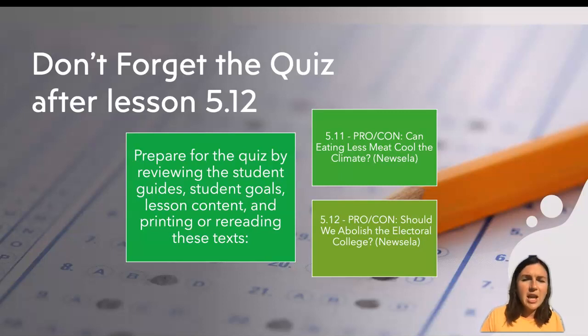All right, and in these two lessons we read, "Can Eating Less Meat Cool the Environment?" a Newsela article, and "Should We Abolish the Electoral College?" a Newsela article. If these articles interest you, at the bottom of the articles, you might find some other articles that you could read on further about. I encourage you to check out those things.